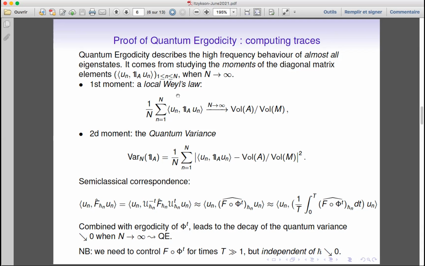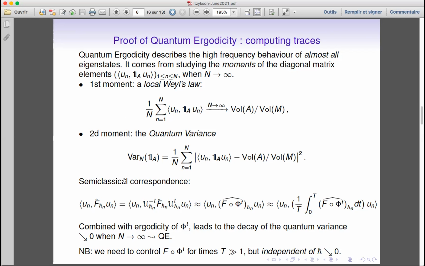And for the second part, if you want to look at how these are distributed around the classical average, you look at the variance. You get this expression, which is called the quantum variance. And this is what you want to understand: to show that most of these converge to this thing here, you have to show that this variance goes to 0. And this is indeed what you can do.